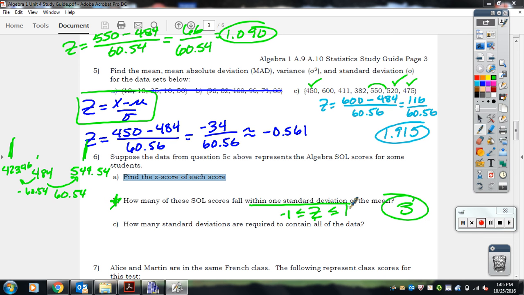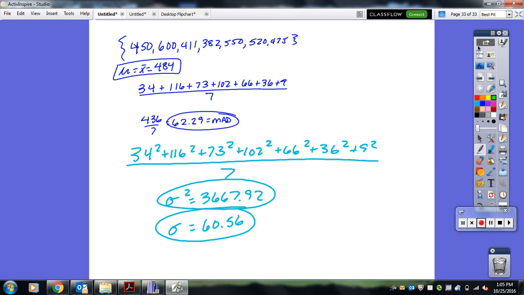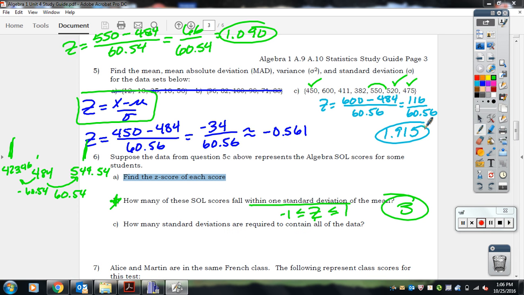How many standard deviations are required to contain all of the data? Well, the furthest one away, if we look at our score right here, was 116. That's the furthest one away. 116, which we actually did this one, was 1.915 away. So how many standard deviations are required? If you go 1.915 on either side, or if you want to round it to 2 on either side, that would contain all of the data. 2 on one side, and it should be a little less than 2 on the other side.